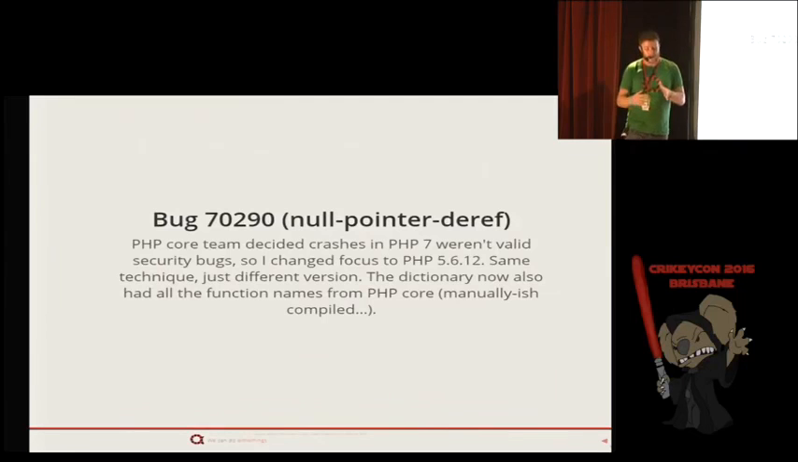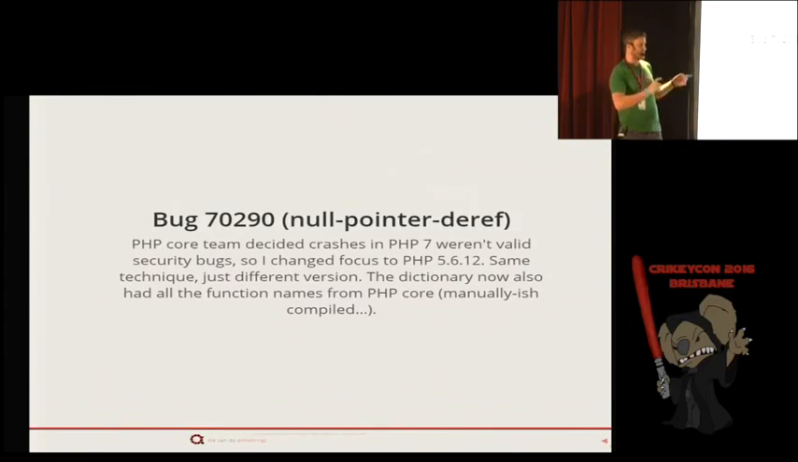So at this point, the PHP team decided that any bug in PHP 7, which was then in beta, wasn't actually really a security issue because, hey, no one uses it. You know, I'm like, oh, lame. Okay, so I changed my fuzzing focus to 5.6, then current 5.6.12, which was the then stable version. So I used the same technique, fuzzed over the language features, got them from php.net, and built a dictionary.